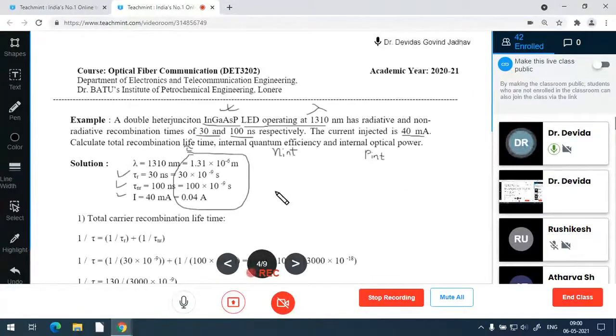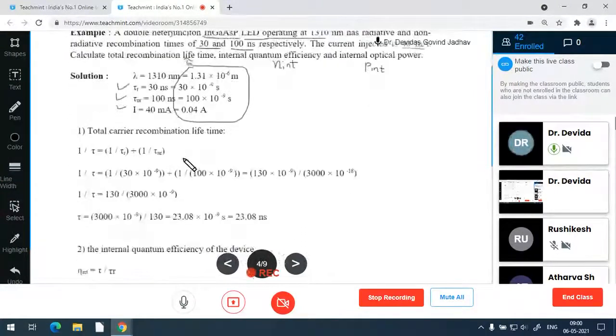So again, same problem. We will calculate 1 upon tau equal to 1 upon tau r plus 1 upon tau nr. 1 upon tau is equal to 1 upon 30 into 10 raised to minus 9 plus 1 upon 100 into 10 raised to minus 9. Same problem: 1 upon tau equal to 1 upon 30 into 10 raised to minus 9 plus 1 upon 100 into 10 raised to minus 9.